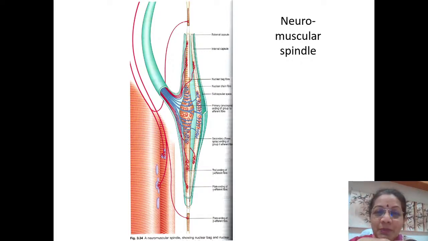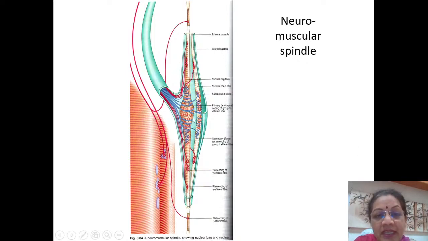Usually if there's a beta, there must be an alpha. Let's see, in this labeling, is there any alpha? I can't see an alpha. Okay, so this one says this is a secondary flower spray ending of a group 2 afferent fiber. So blue is a separate category where it is taking away some sort of information from the neuromuscular spindle. The word secondary has been used, which means there must be something primary. So primary plus secondary together are afferents, blues, which are taking information away. They seem to be taking it away from two different sources.